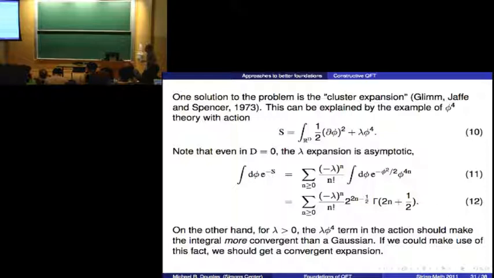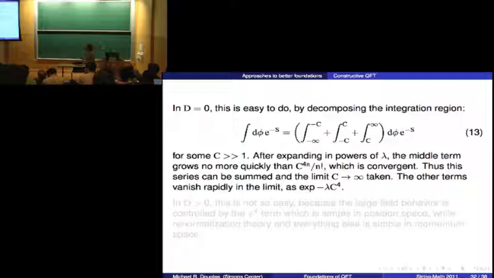And then there's a kind of brute force way to fix it, which is to say that suppose you cut up this integral over R into three pieces. You have some big number C. You've got the middle, and you've got the ends. And you can easily check, go home and do it, that for the integral bounded above and below by C, you get a convergent series expansion, because obviously the terms are bounded above by this e to the minus lambda C to the 4 thing. And so that grows as a power of C. Phi to the 4n grows as C to the 4n. That's actually convergent.